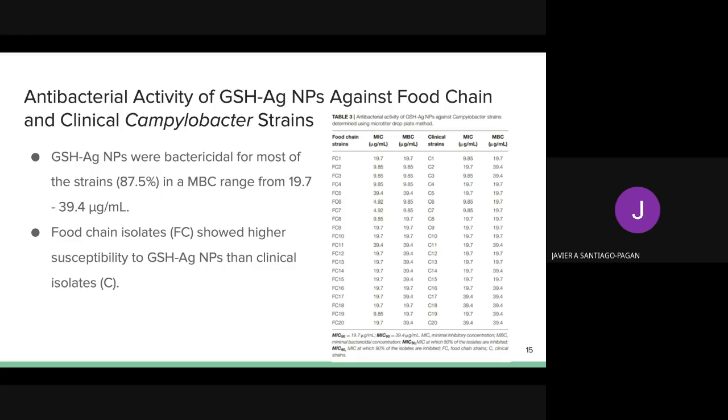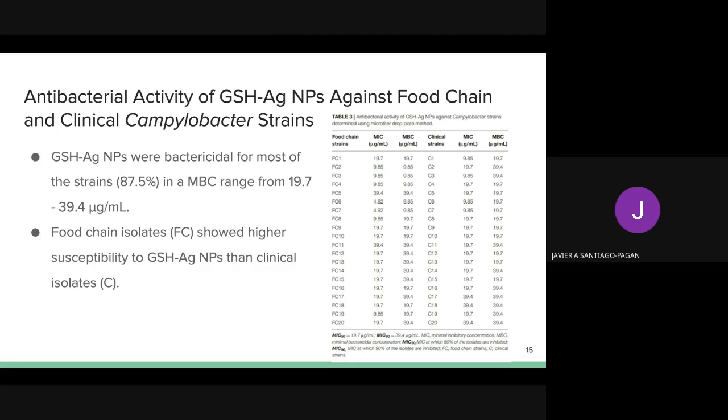So they then assessed the antibacterial activity of these nanoparticles against food chain and clinical Campylobacter strains. These silver nanoparticles were bactericidal for most of the strains, 87.5%, in an MBC range from 19.7 to 39.4 micrograms per milliliter. MBC is the minimal bactericidal concentration. That is the minimal concentration for the bacteria to be eliminated completely.